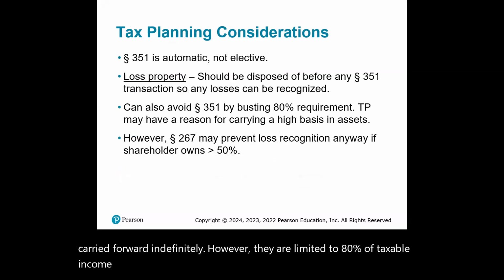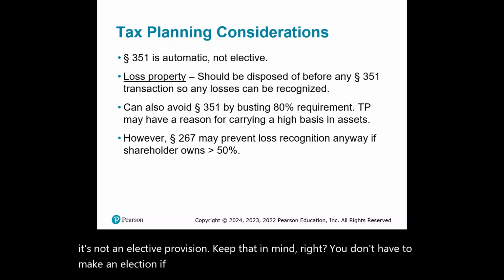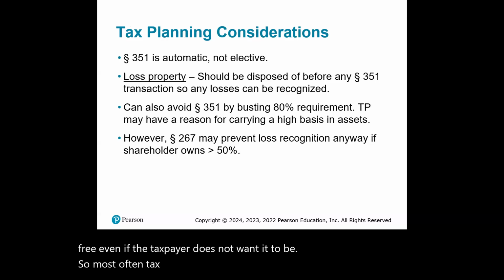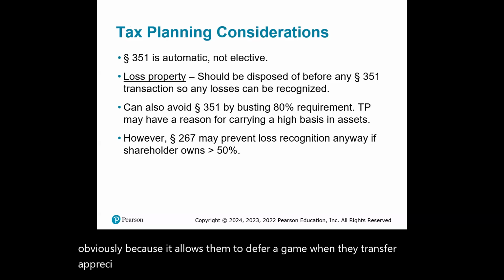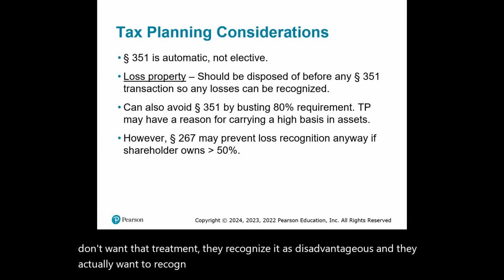And then as it relates to tax planning considerations, Section 351 is not an elective provision. Keep that in mind, right? You don't have to make an election. If the conditions are met, a corporate formation is tax-free, even if the taxpayer does not want it to be. Most often, taxpayers do desire the Section 351 treatment, obviously, because it allows them to defer a gain when they transfer appreciated property. But there are some cases where shareholders don't want that treatment. They recognize it as disadvantageous, and they actually want to recognize a gain or loss on a property transfer.